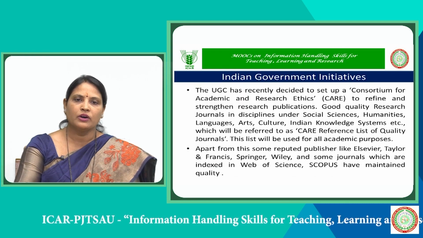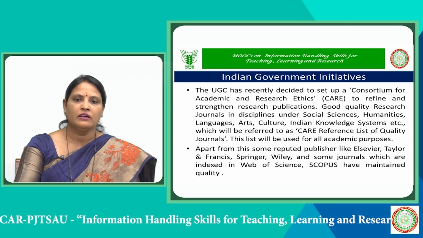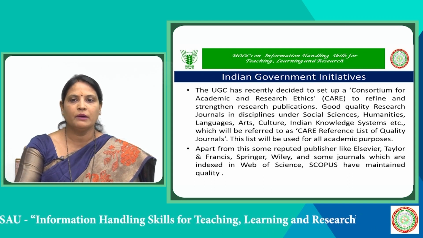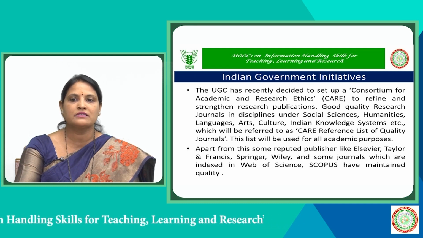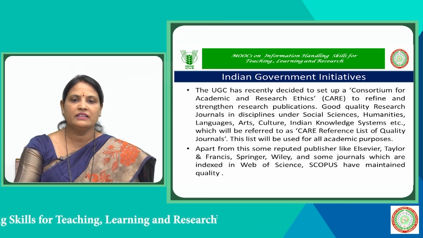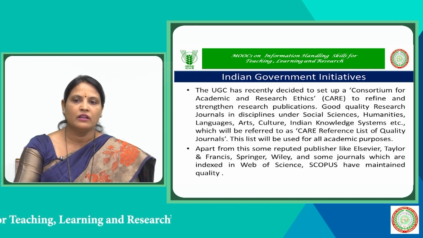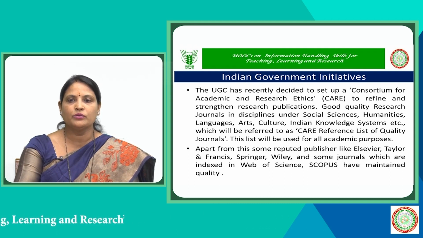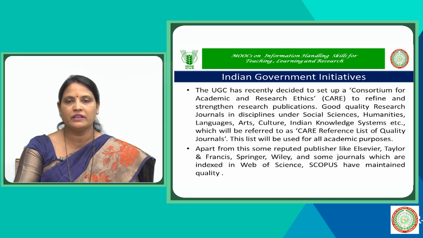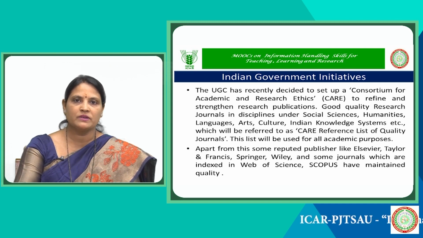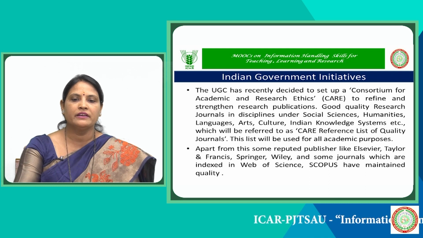Then there are some government initiatives regarding this. You may have heard about the Consortium for Academic and Research Ethics, called CARE. They refine and strengthen research publication, and if you want to see a good quality journal list, then you have to go through this CARE list. They have just issued the CARE reference list of quality journals. Whenever you want to publish a paper, you should also see this CARE list.